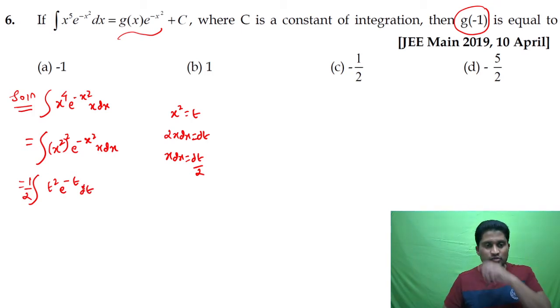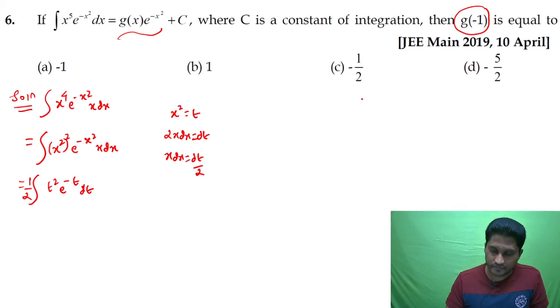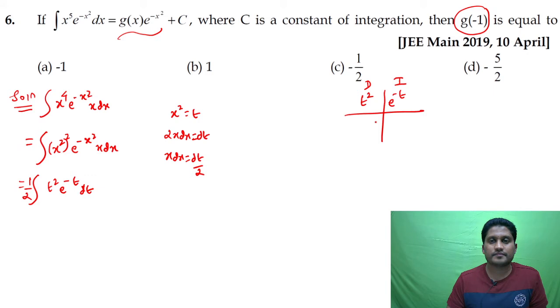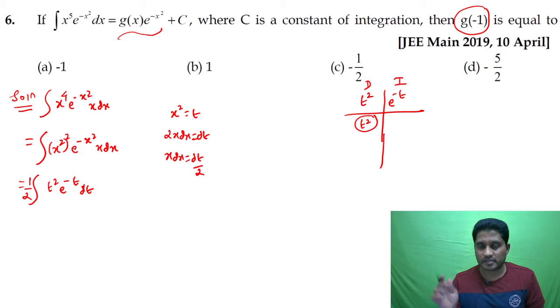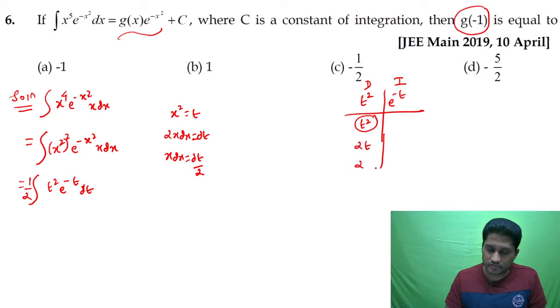Either you use by parts, which I've already done on boards, or you can use the tabular method. Follow carefully. This is t square, this is e to the power of minus t, same like the Eilert rule. This will be the differentiation column, this is the integration column. Initially keep t square as it is, that's why I'm circling it. Differentiation of t square is 2t, differentiation of 2t is 2. If it is constant, then it terminates.